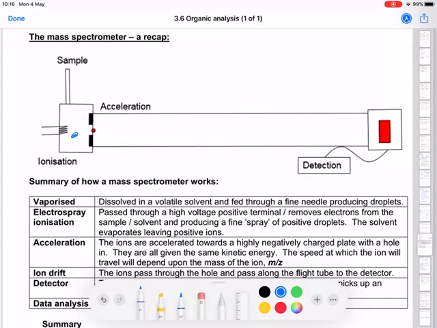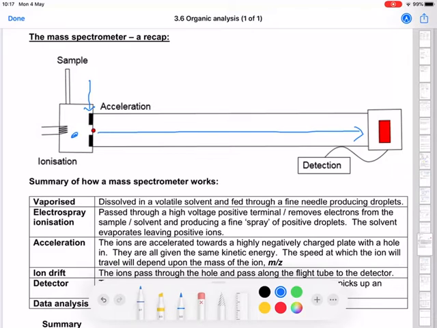It is then accelerated, so this point here is a highly positively charged wall with a hole in that attracts the positive particles, and then we get acceleration all the way down here. And of course, remember, the speed at which it moves down there is related to the mass of the ion. If it has a large mass, it moves slowly. If it has a low mass, it will move quickly. And the time it takes to get down that tube to the detector is proportional to the mass, basically, but we call it the mass-to-charge ratio of that ion.